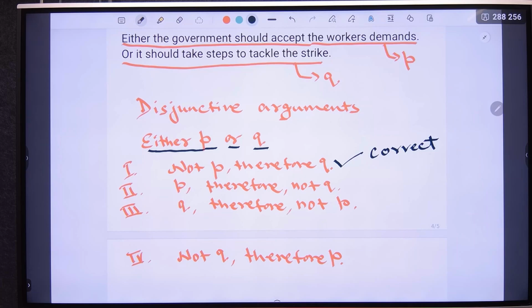Since they have done P, they have accepted the workers' demand, then they should not take any steps to tackle the strike, which will be wrong. Even if they have accepted the workers' demand, they still can take some steps to tackle the strike. So अगर P का condition meet होता है तो not Q होगा, ये inference निकालना will be wrong, incorrect. I am writing abbreviations.